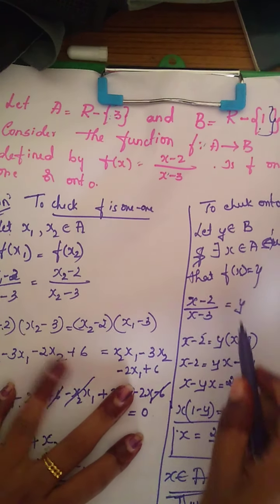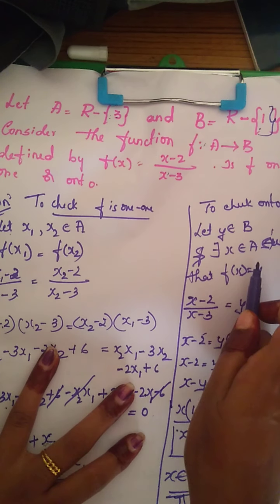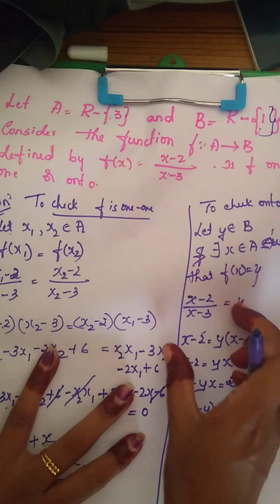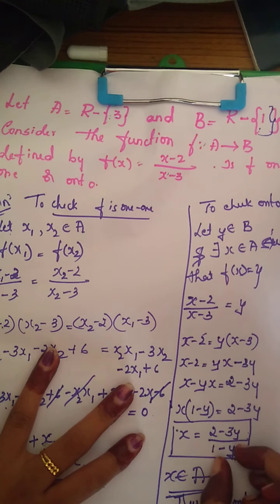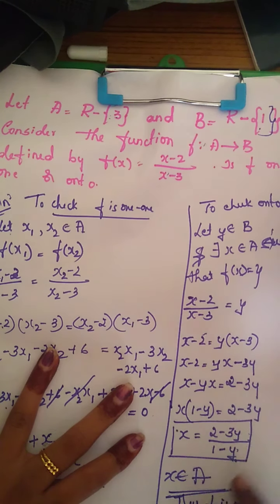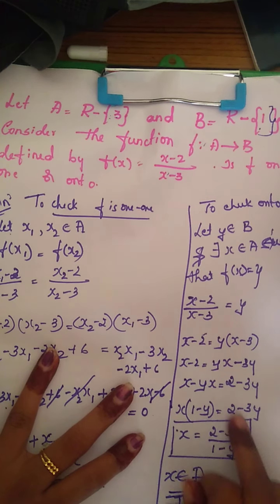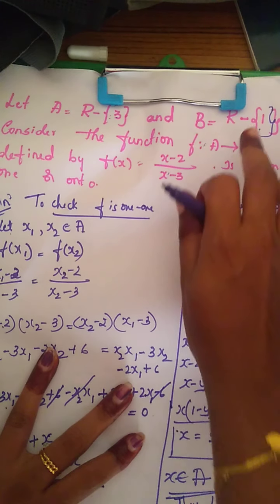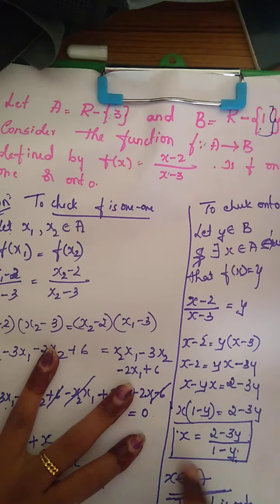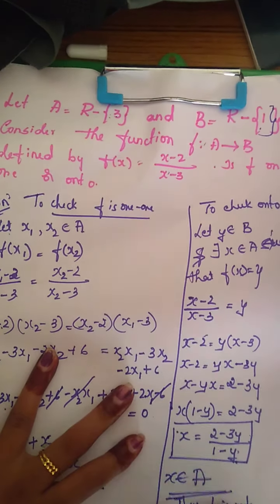I hope you're clear. What we had assumed is that there is an x in A such that f of x is equal to y. We substituted the values and found the value of x. So whatever might be the value of y from B, the only case when this is not defined is if y is equal to 1. What happens? 1 minus 1 is 0, and anything divided by 0 is not defined. But y is in B and B does not include 1. So this is a well-defined value, which means this belongs to our set A.